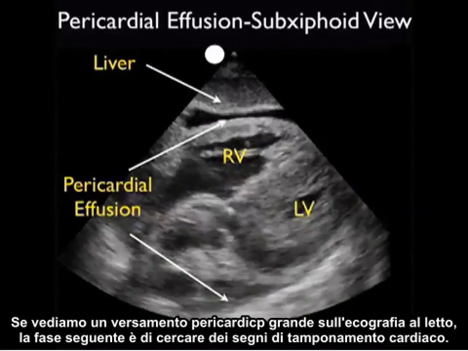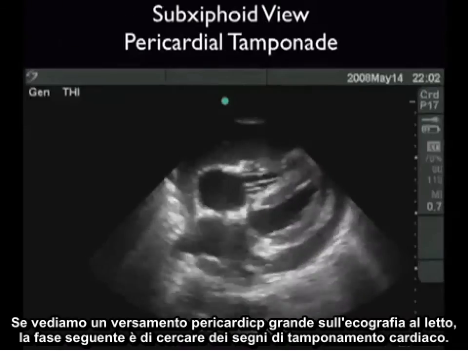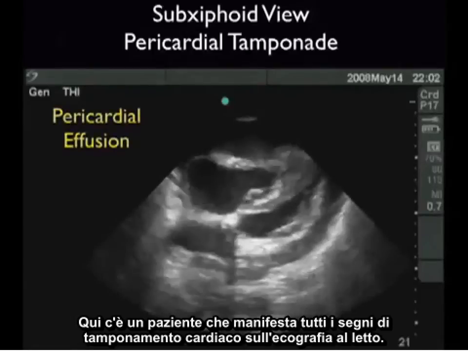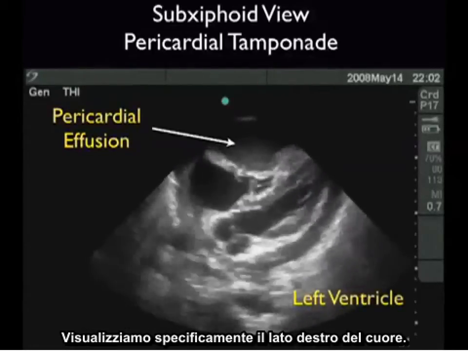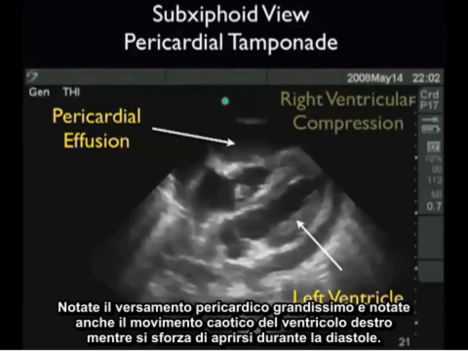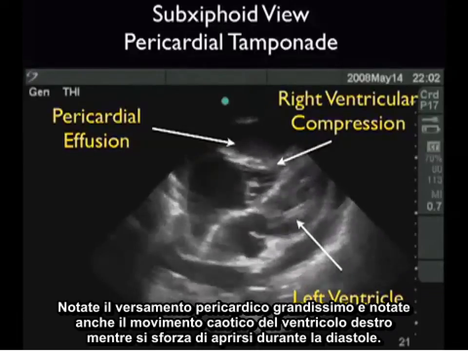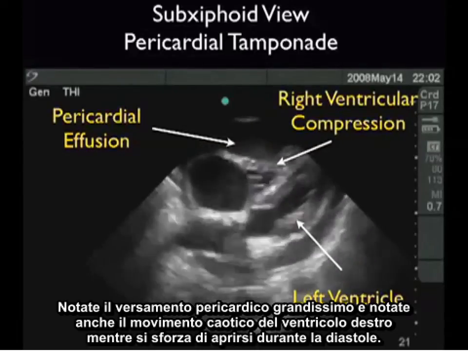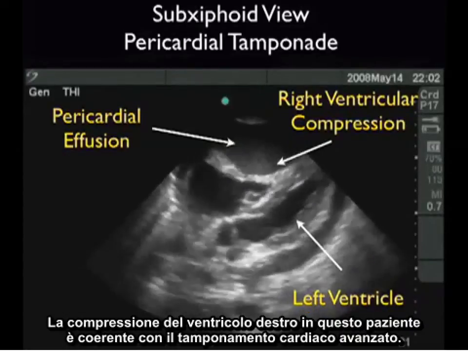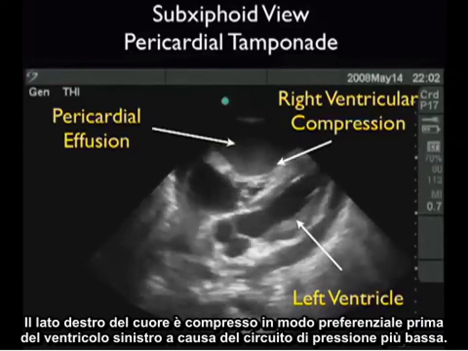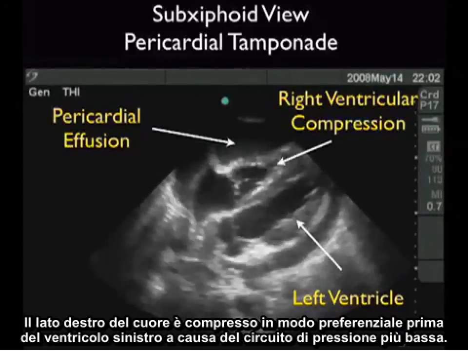If we see a large pericardial effusion on bedside echo, our next move is to look for signs of cardiac tamponade. Here's a patient who manifests all the signs of cardiac tamponade on bedside echo. Let's look specifically at the right side of the heart. Notice the very large pericardial effusion and note the chaotic movement of the right ventricle as it struggles to open during diastole. The compression of the right ventricle in this patient is consistent with advanced cardiac tamponade. The right side of the heart is preferentially compressed before the left ventricle due to its lower pressure circuit.